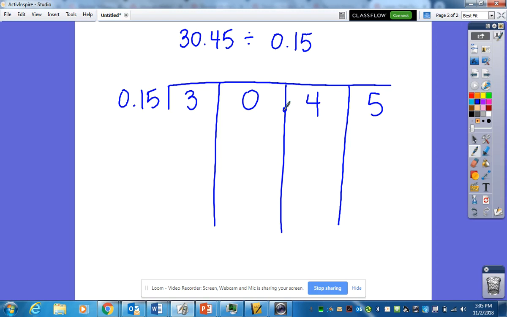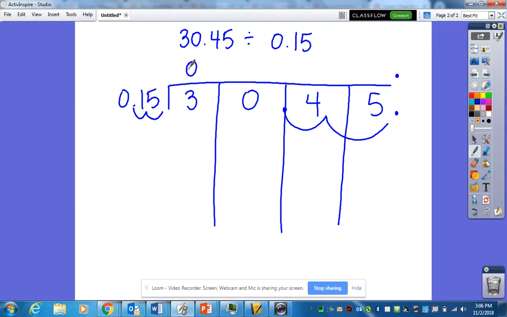Now the first thing I need to do, since there's a decimal on the side, is slide. So I'm going to move the decimal 2 places to make this into a whole number that's easier to work with, 15. Whatever I do to the divisor, I'll also do to the dividend. So I'll move the decimal 2 places in my dividend to make it 3,045. The next step is to raise it to the roof, so I'll carry the decimal from my dividend up into the quotient. Now I'll solve just like I did on the last one.